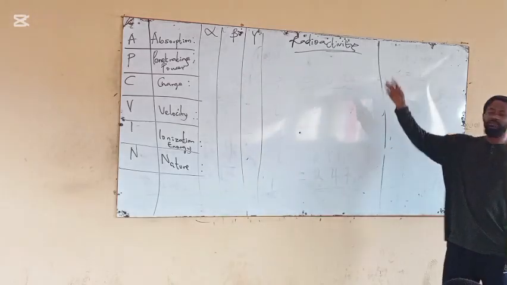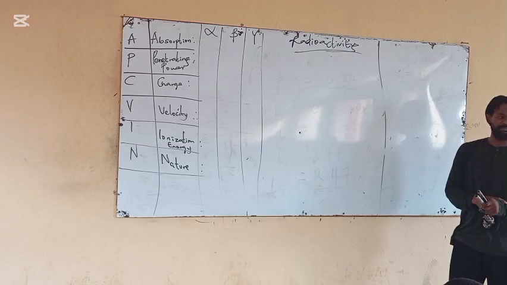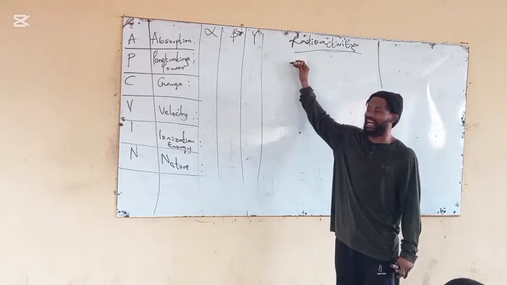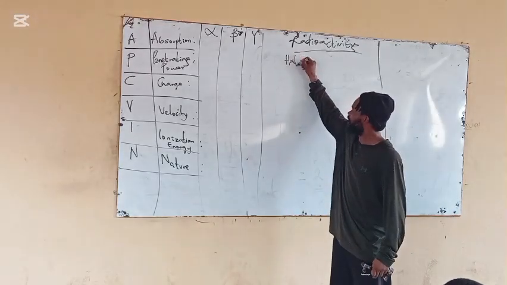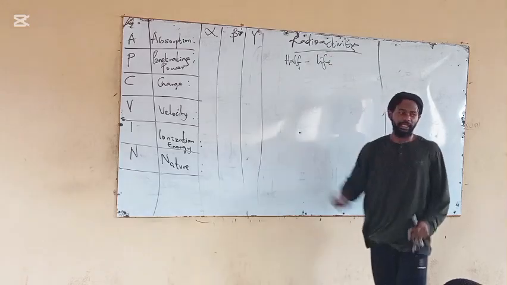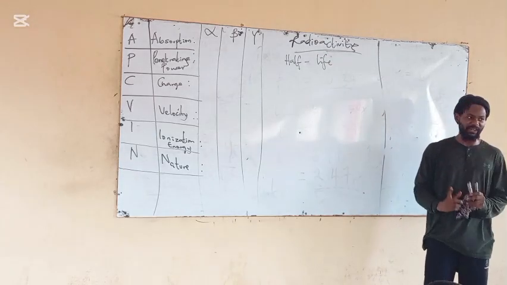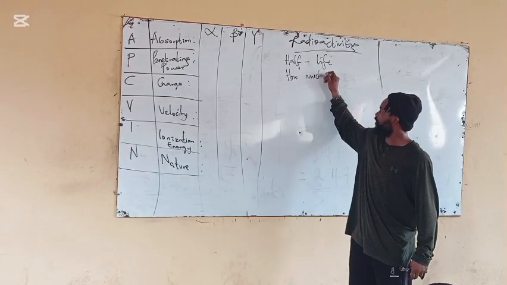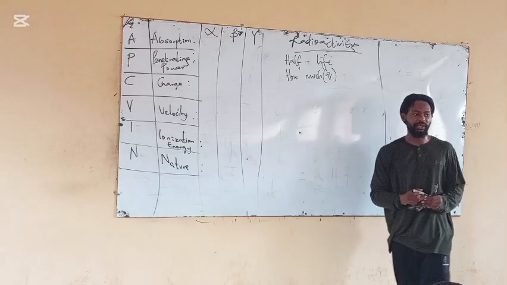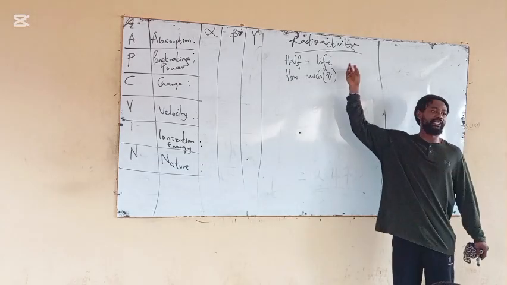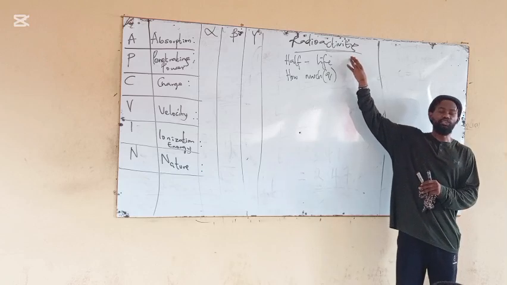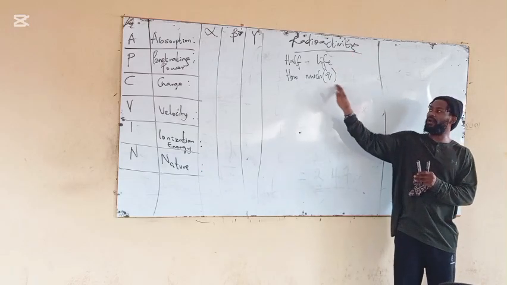Alright, please. For the calculation aspect of this, I'm looking at time. Whenever you are calculating radioactivity, you are expected to find what we call half-life, or you are expected to find out how much, in quantity, is remaining. So half-life is simply the time for a particular radioactive material to decay to half of its quantity.